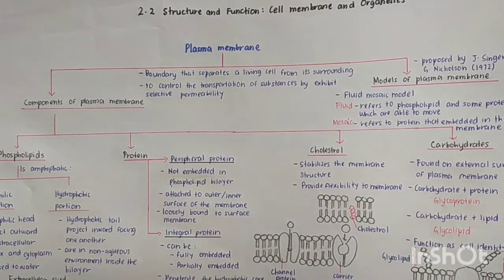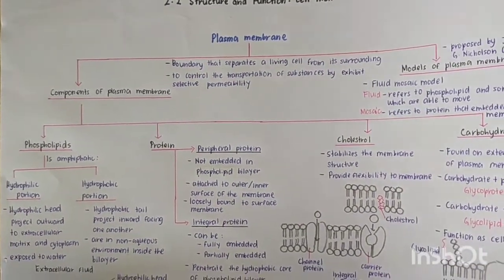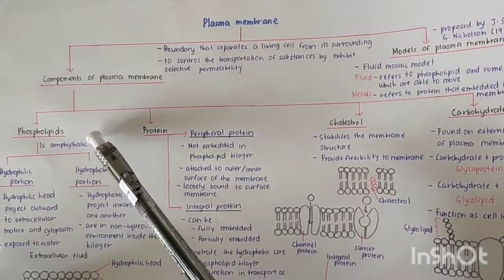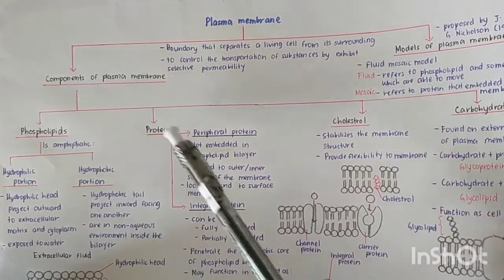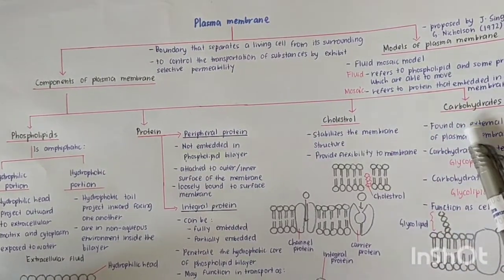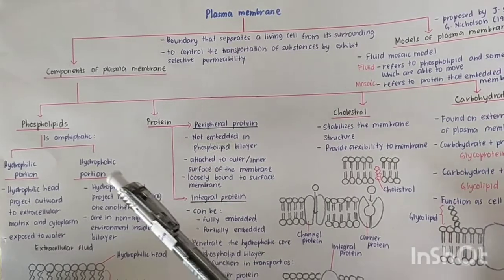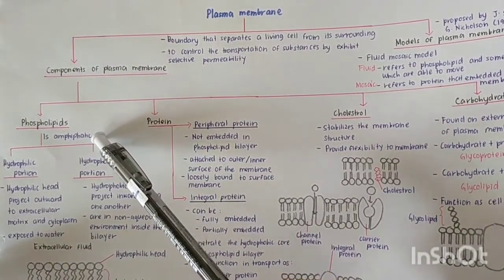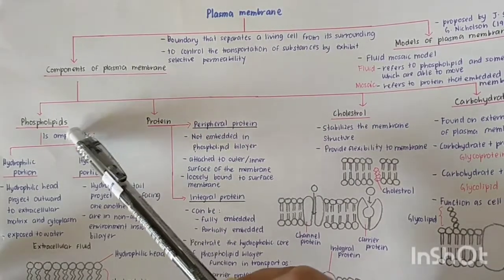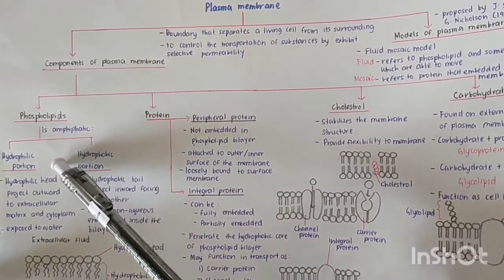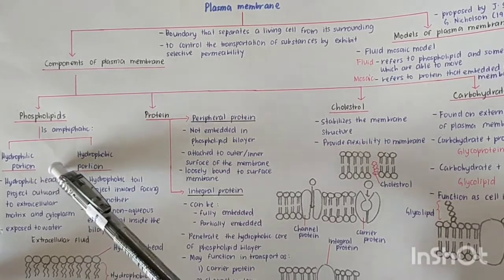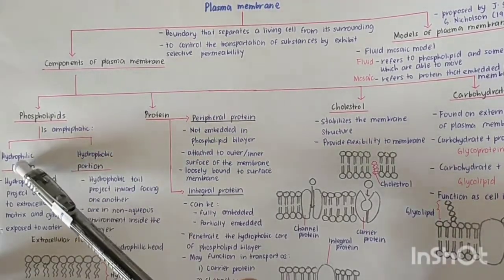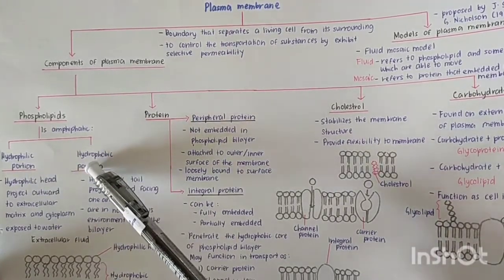Now we look at the components of the plasma membrane, kita tengok secara lebih spesifik. The plasma membrane consists of phospholipid, protein, cholesterol, and carbohydrate. Firstly, we look at the phospholipid. Phospholipid is amphiphilic. What is the meaning of amphiphilic? Because the phospholipid has a hydrophilic portion and also a hydrophobic portion. Dia ada bahagian hydrophilic dan juga dia ada bahagian hydrophobic.